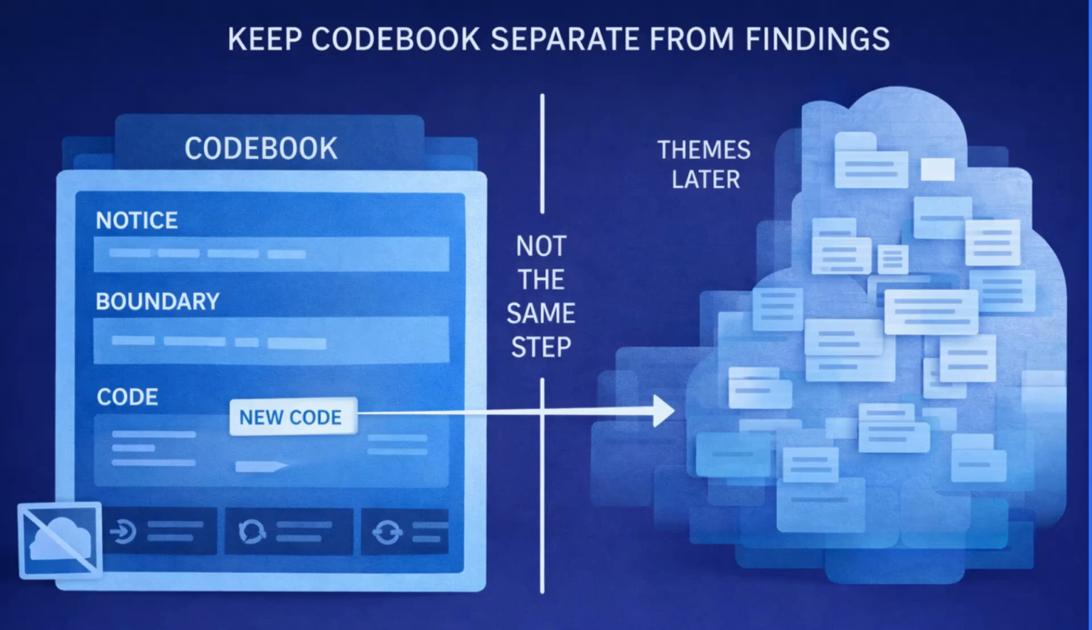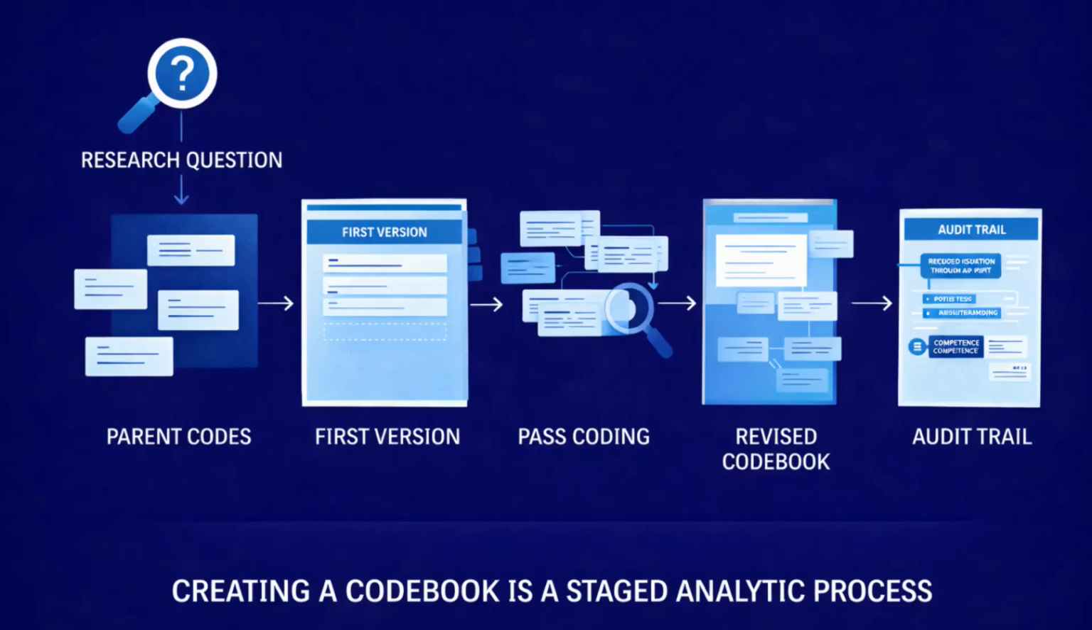It is also important to keep the codebook separate from findings. A codebook is not where themes are finalized, and it is not where the larger interpretation is made. Themes come later as patterned analytic explanations built from coded data across the dataset. The codebook is meant to stabilize noticing and boundary setting, not to finish the interpretive argument before the coding has been done. So the process of creating a codebook is not a single act completed once and for all at one moment in the study.